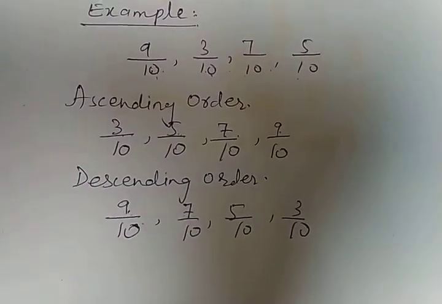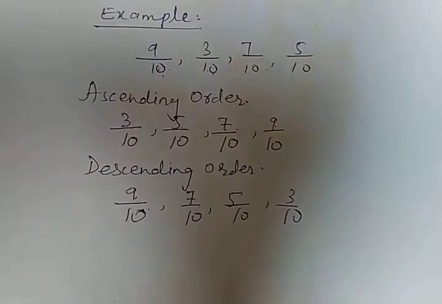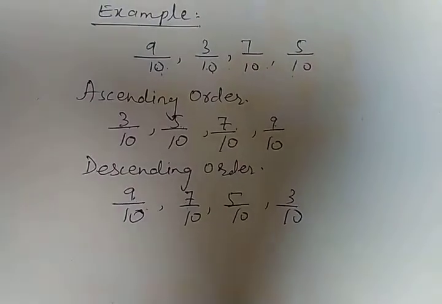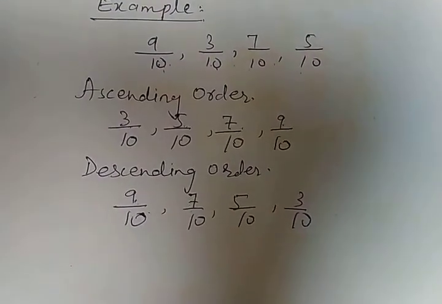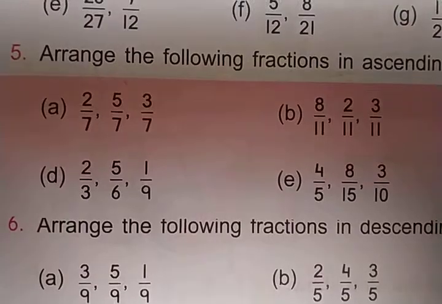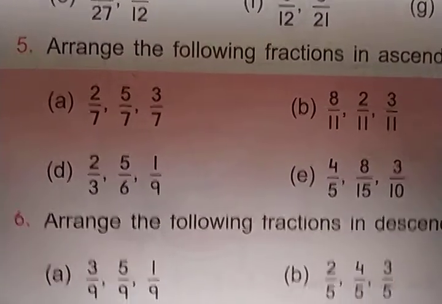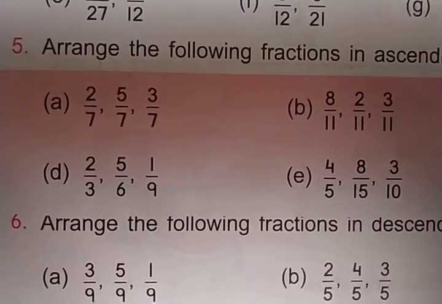Okay, now let us learn unlike fractions. Let us learn the order of unlike fractions. Okay, class 4 students, this is question number 5, exercise 54, page number 143. Arrange the following fractions in ascending order. You have to see all these parts A, B, C, D, E, F.